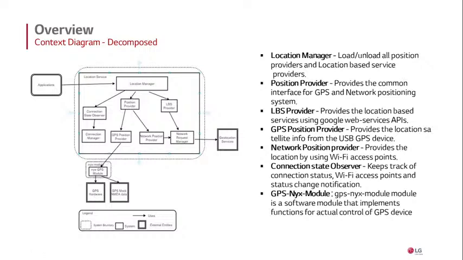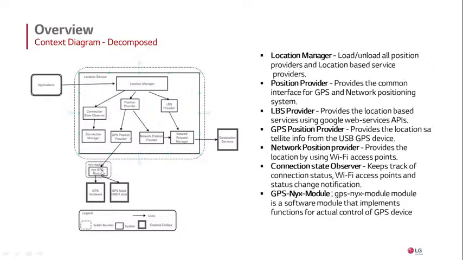In this way, all these components have been explained a little briefly. The location manager loads or unloads all position providers and location based services. The position provider provides the common interface for both GPS position hardware and the network position provider. LBS provider provides the location based services using the Google Web Service APIs, as I explained earlier. GPS position provider provides the location satellite info from the USB GPS device.